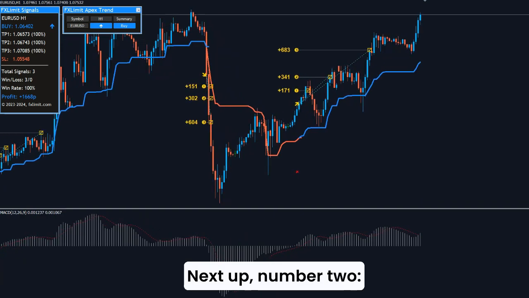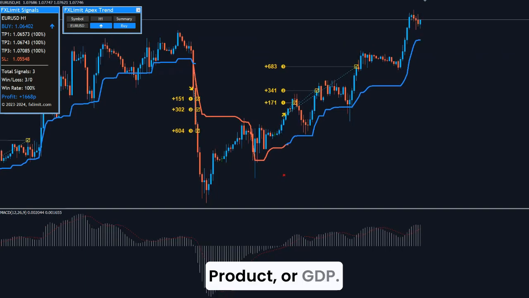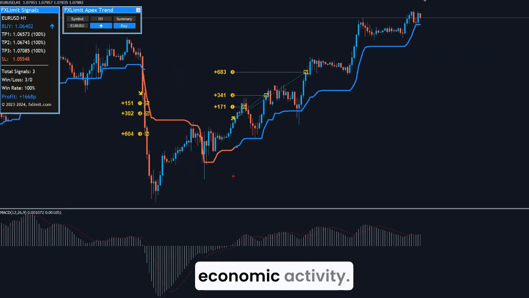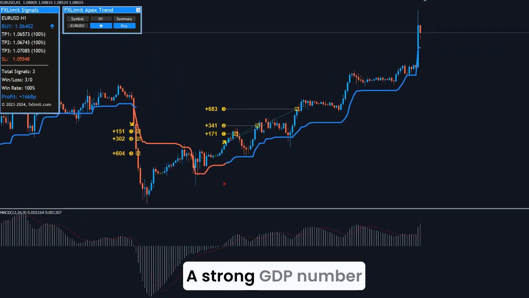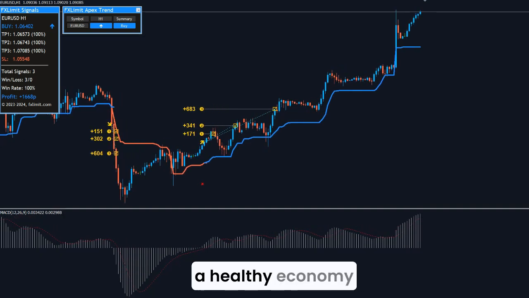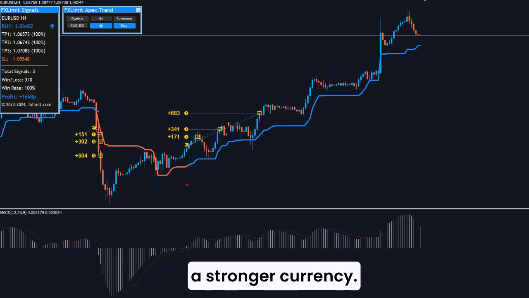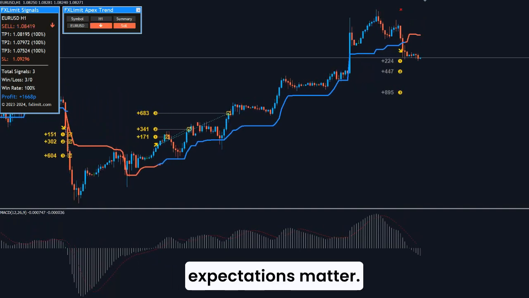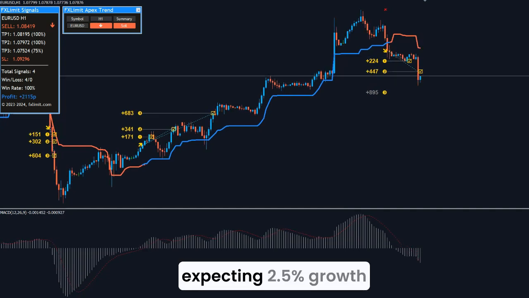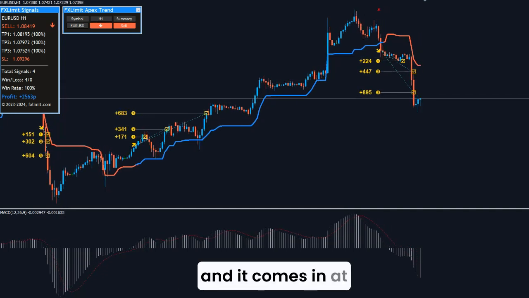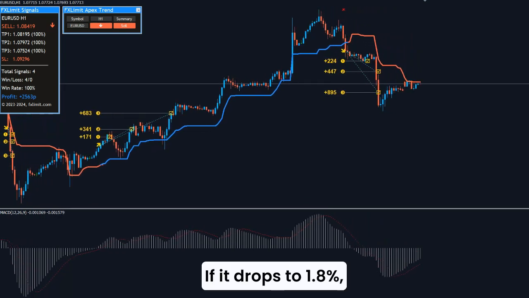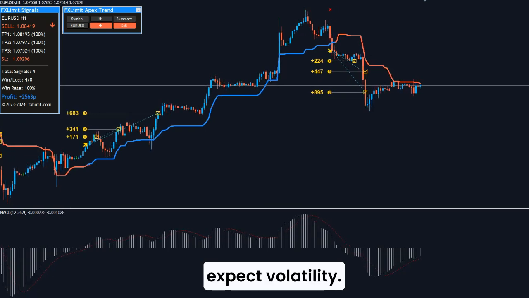Next up, number 2, gross domestic product, or GDP. This is the broadest measure of economic activity. A strong GDP number usually indicates a healthy economy and can lead to a stronger currency. But it's not just the raw number, market expectations matter. If the consensus was expecting 2.5% growth and it comes in at 2.6%, that's bullish. If it drops to 1.8%, expect volatility.